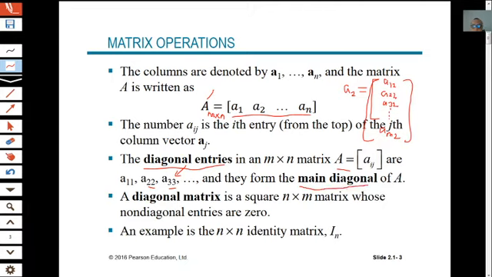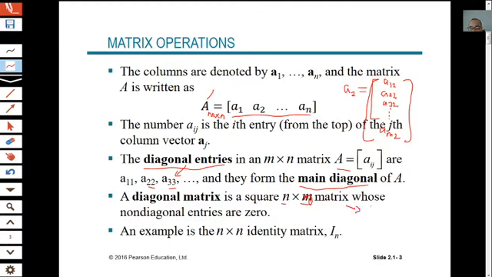And a diagonal matrix is a square n by n matrix whose non-diagonal entries are 0. A diagonal matrix is a square n by n matrix, namely the number of rows should be equal to the number of columns. It should be n.